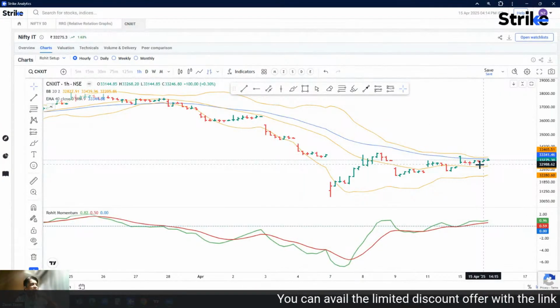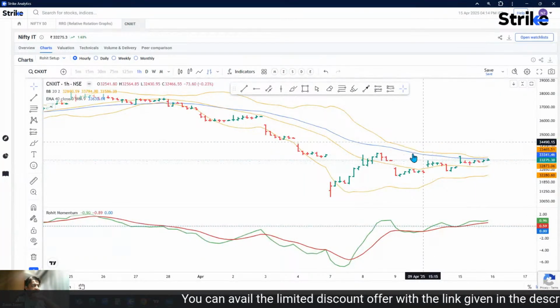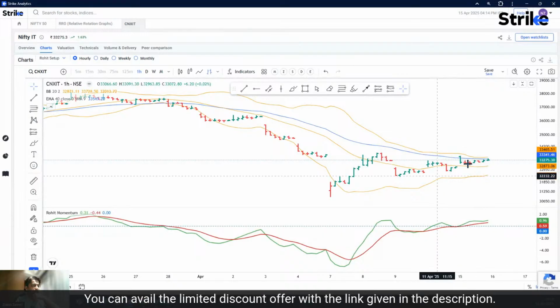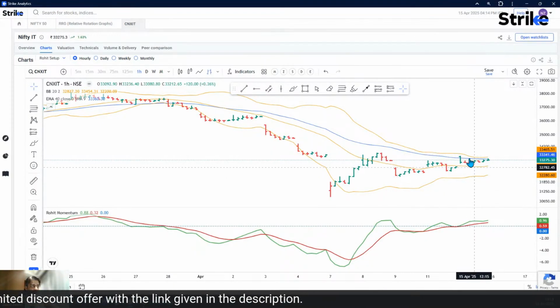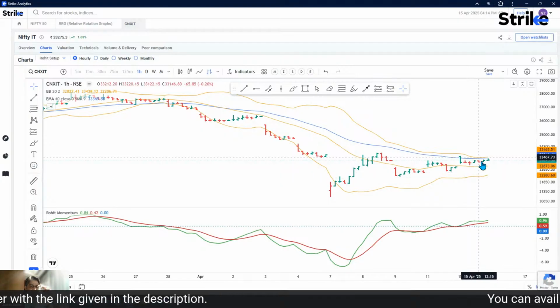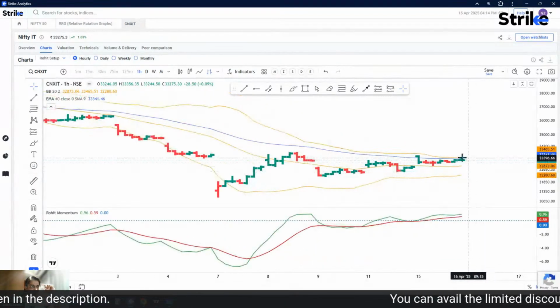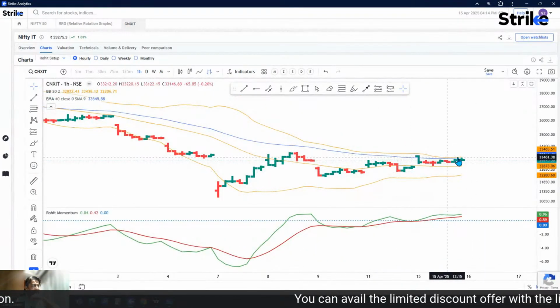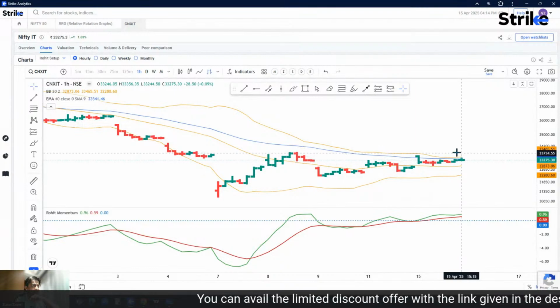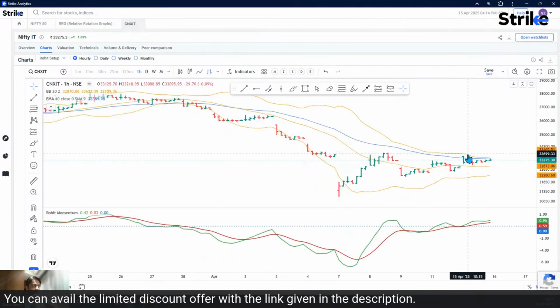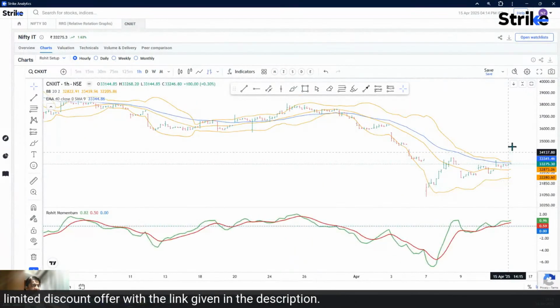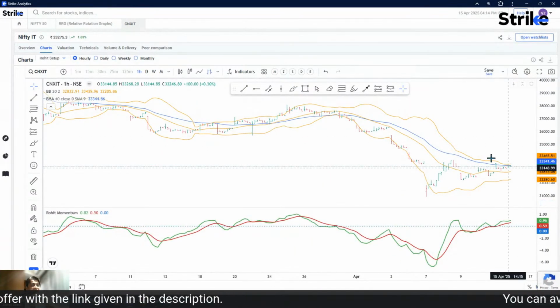So it has gone into a squeeze. Nifty IT has gone into a squeeze. The yellow lines are the Bollinger Bands. So the bands have shortened up and gone into a squeeze, and it's taking resistance from the 40 EMA. So if IT goes up in the first 1 hour and crosses above its 40 EMA, then it could gain further momentum ahead.